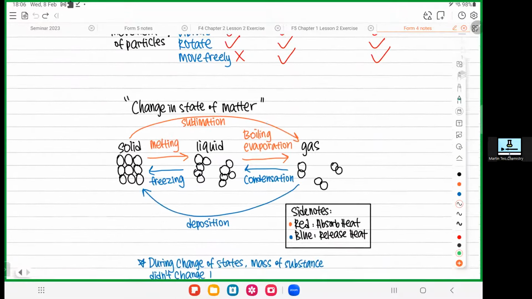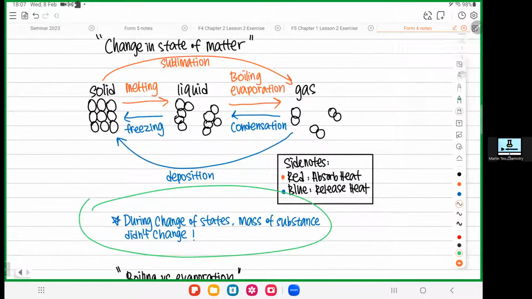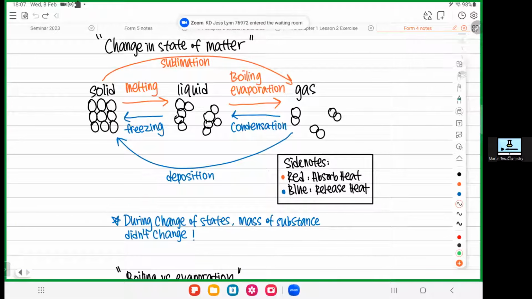Last lesson, we also learned about changes in the state of matter. You can change from solid to liquid to gas and so on. This is a very quick summary. So what is the name of the process when you change from one state to the other? And always remember, when you change from one state to the other, the mass doesn't change. For example, if you have 1 kilogram of water and you boil it, you will get 1 kilogram of steam. The mass is not going to increase or decrease. The mass is always the same when you change the state.